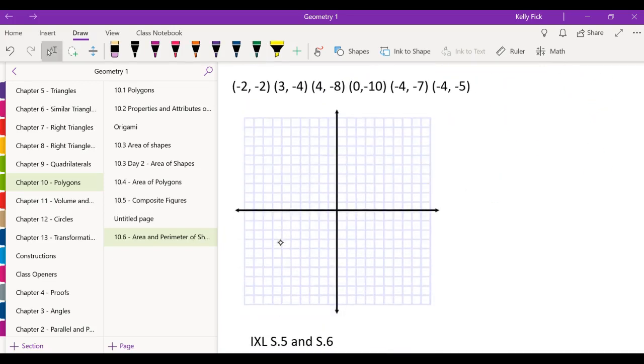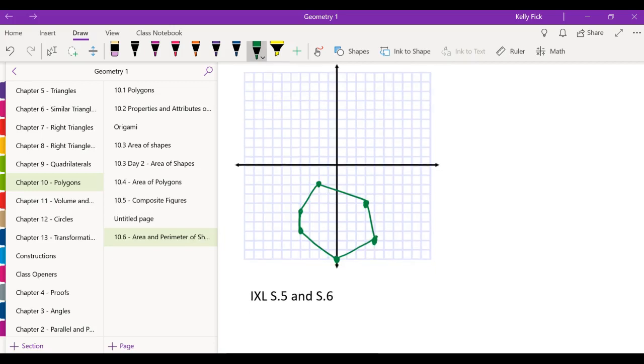So it looks like there's another hexagon here. So -2, -2, 3, -4, 4, -8, 0, -10, -4, -7, -4, -5. Oh, it looks like this one's just a challenge one where it's really messed up. I don't think you're going to see this on the IXL today, and I know you're not going to see this on your next test. So we're just going to leave this one blank.